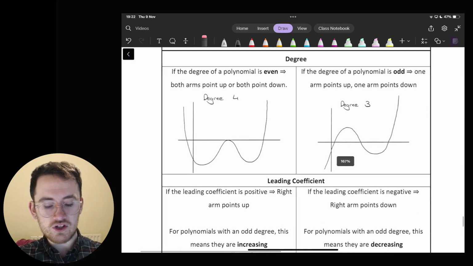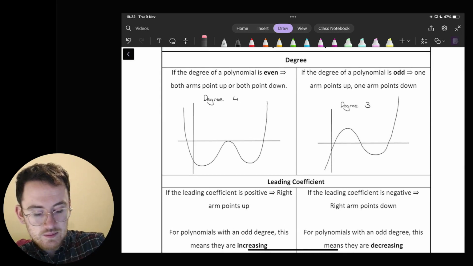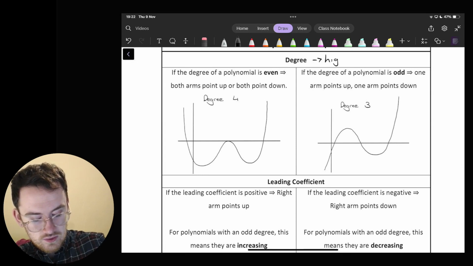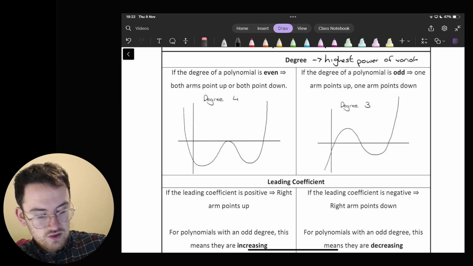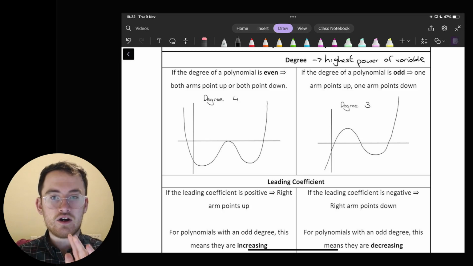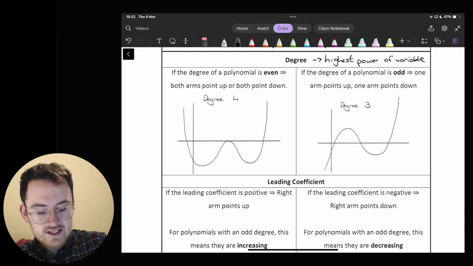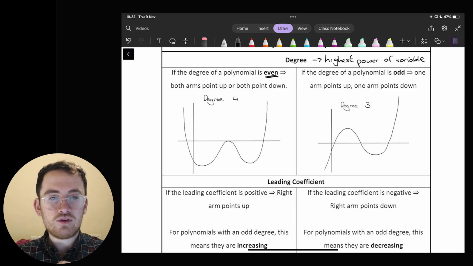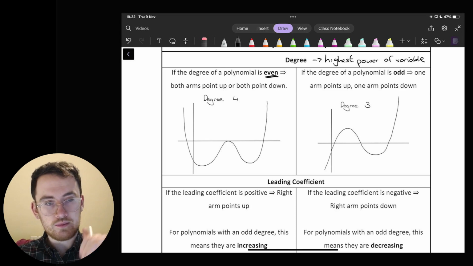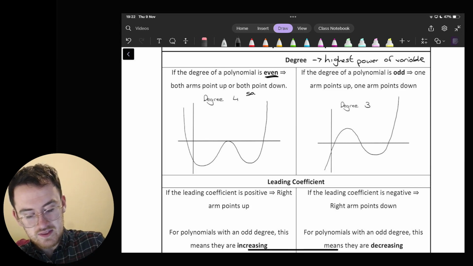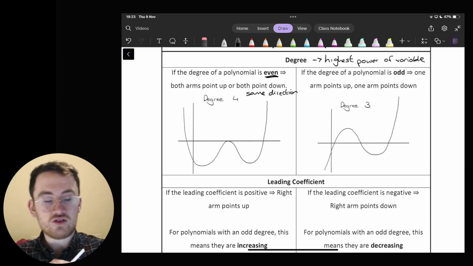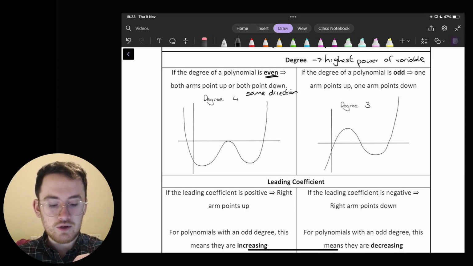So starting with the degree, we know the degree is the highest power of the variable. And the degree tells us about the arms of my function. So if the degree is even, that means that both arms either point up or both arms point down. What we really mean there is they point in the same direction. So if the degree of my polynomial is even, both arms will point in the same direction.